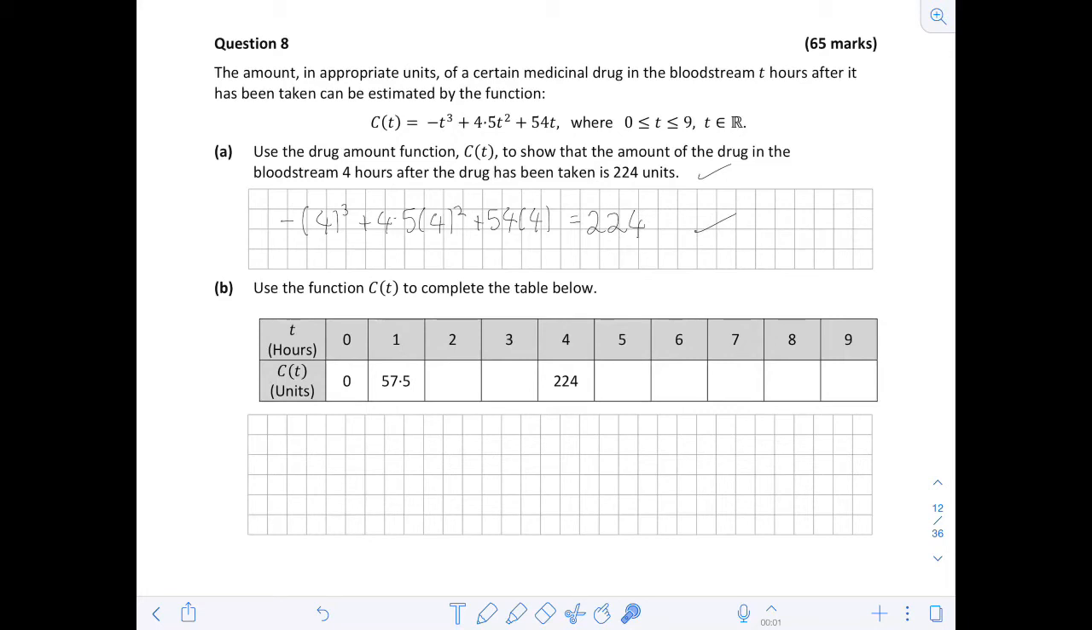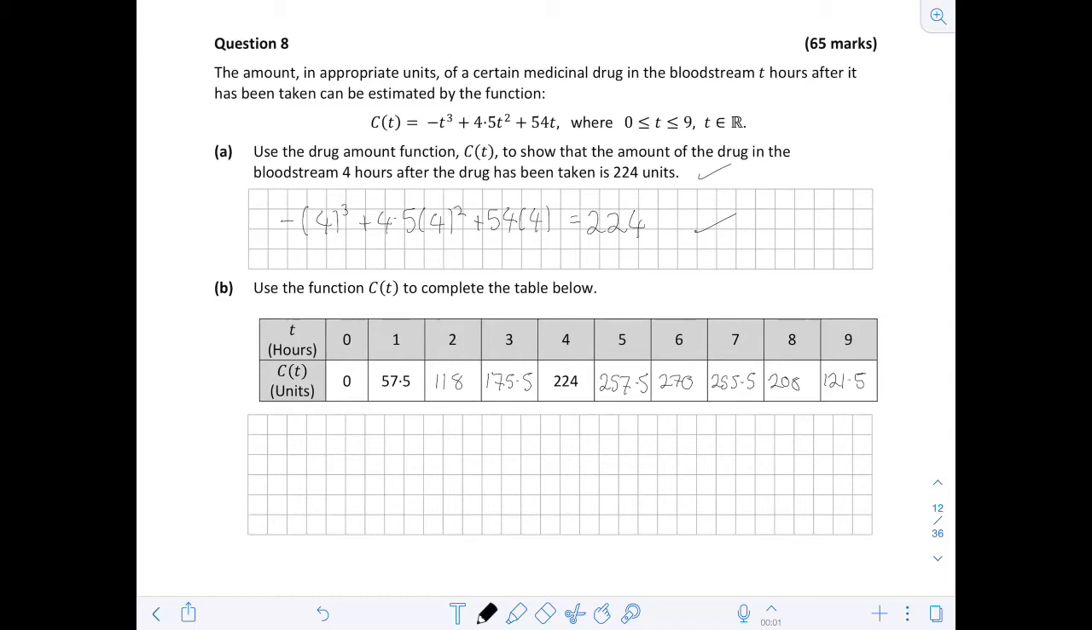And then we have 118, and then we have 175.5, then we have 224, then we have 257.5, then we have 270, then we have 255.5, then we have 208, and then we have 121.5. So that's using our table function, our calculator.